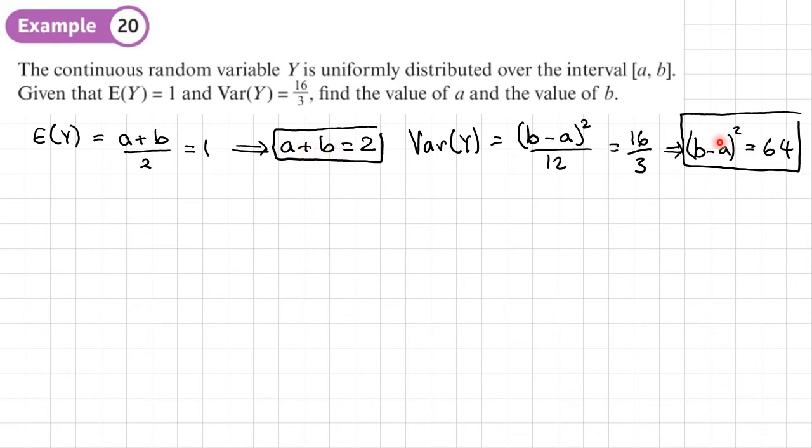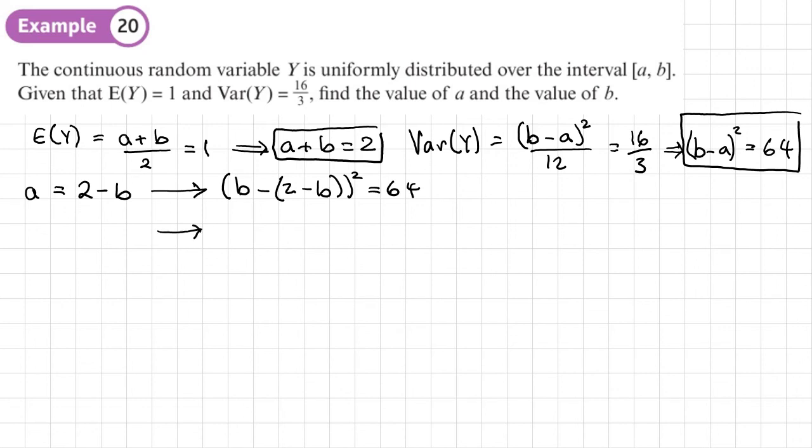So now it's just about solving these simultaneously. You've got different ways of doing it. I'm going to take this equation here and make a the subject. So I have a equals 2 minus b. And then substitute that into the second equation, so replace any a's with 2 minus b. So I have b minus (2 minus b) all squared equals 64.